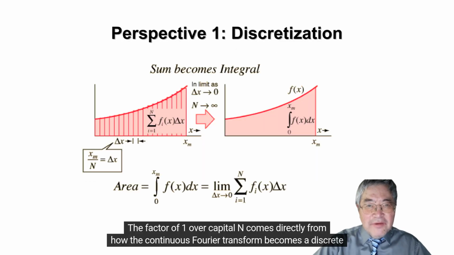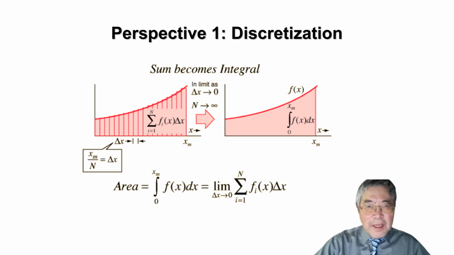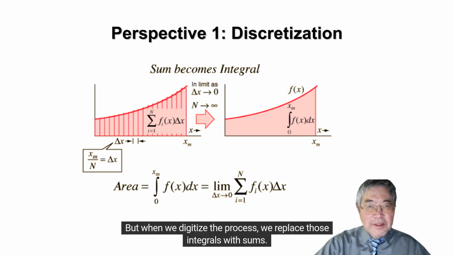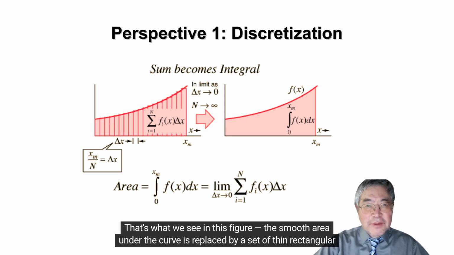The factor of 1 over capital N comes directly from how the continuous Fourier transform becomes a discrete one when we sample. In the continuous world, both the forward and inverse Fourier transforms are integrals. But when we digitize the process, we replace those integrals with sums. That's what we see in this figure.